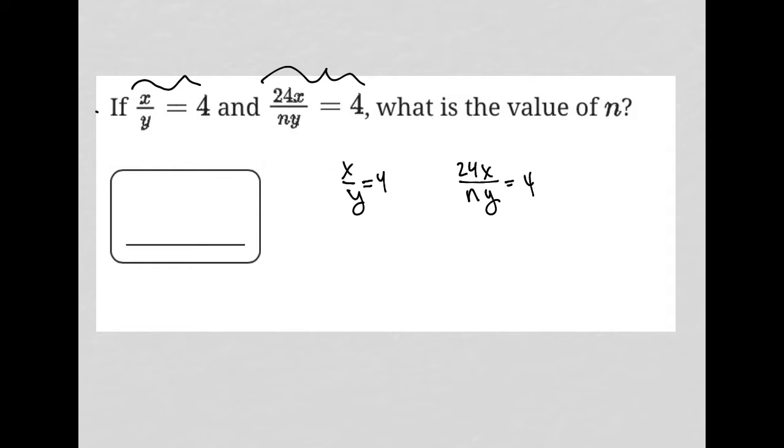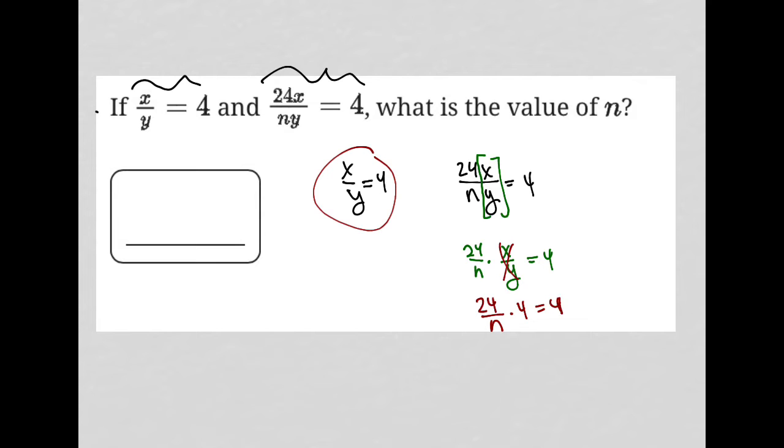Now what I notice here is I still have technically this x over y, right? Meaning that I could have written this as 24 over n times x over y. And then of course that equals 4. But I know that x over y is 4, right? That's what this tells me. So this x over y could be replaced with 4, so that I would have 24 over n times 4 equals 4.